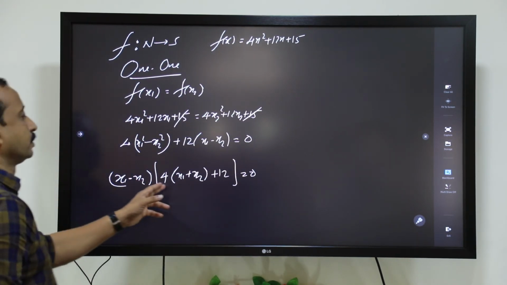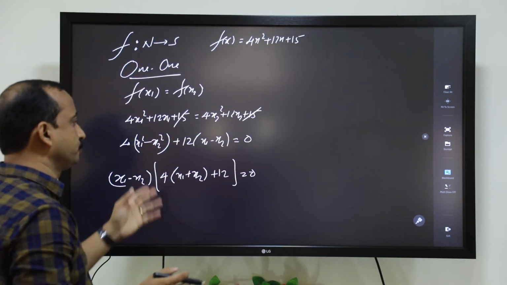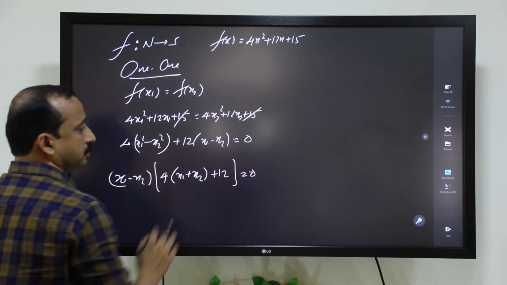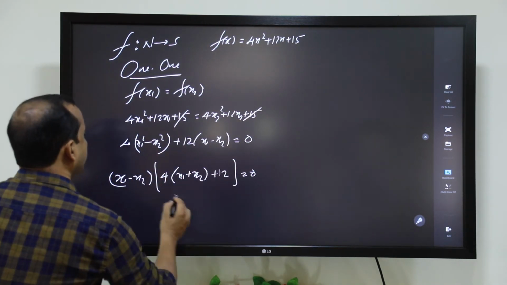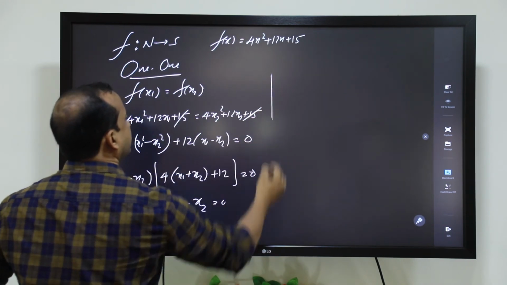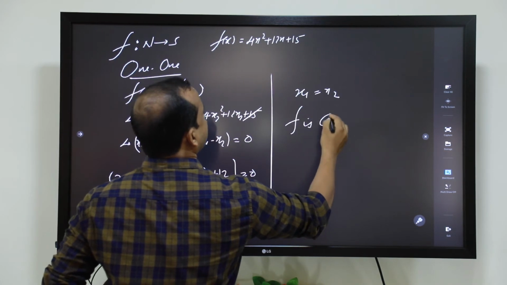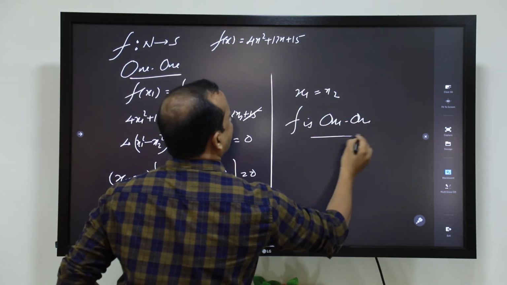You know, 4 into (x1 plus x2) plus 12, here x1 and x2 are natural numbers, which are always positive. This term is positive, which is not equal to 0, and therefore using the zero factorization theorem, x1 minus x2 equal to 0, and therefore x1 is equal to x2, and therefore our function is one-one.